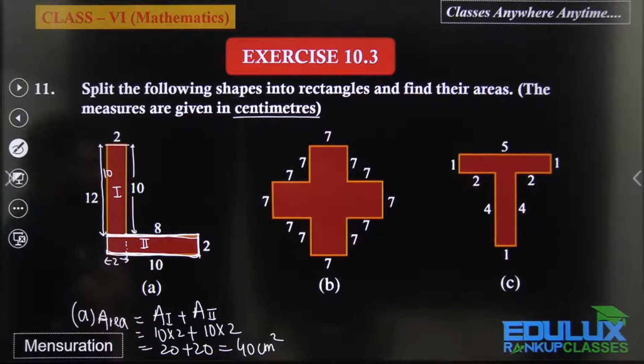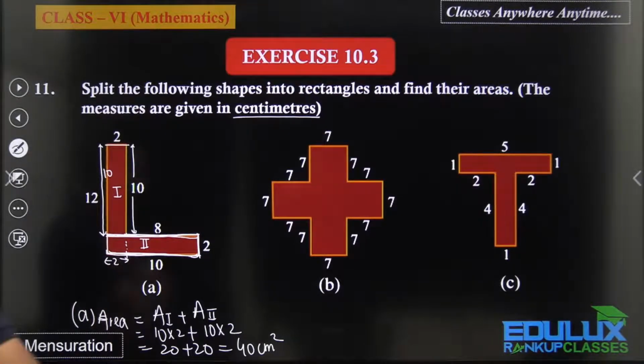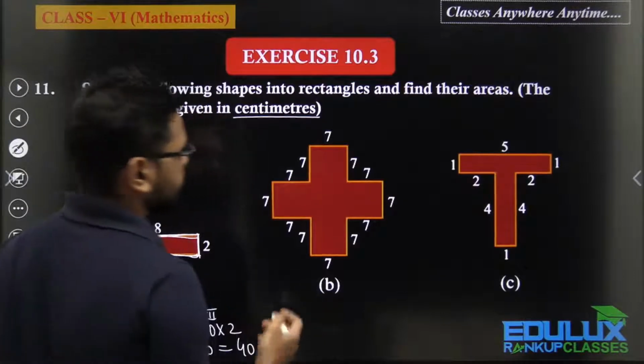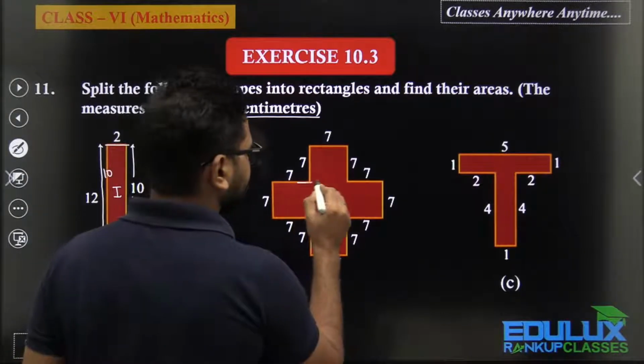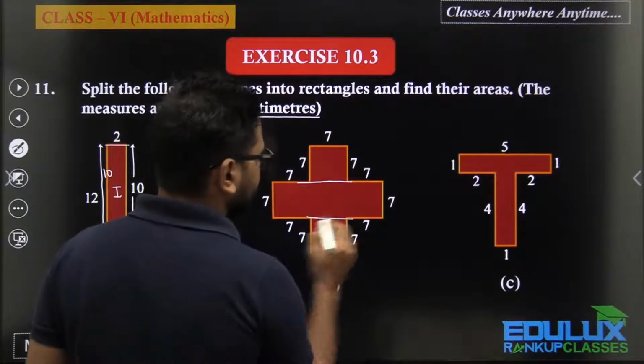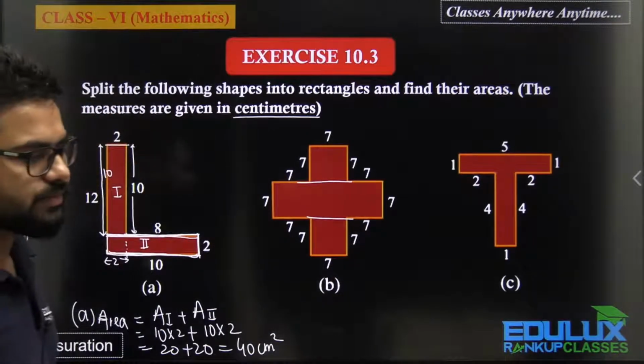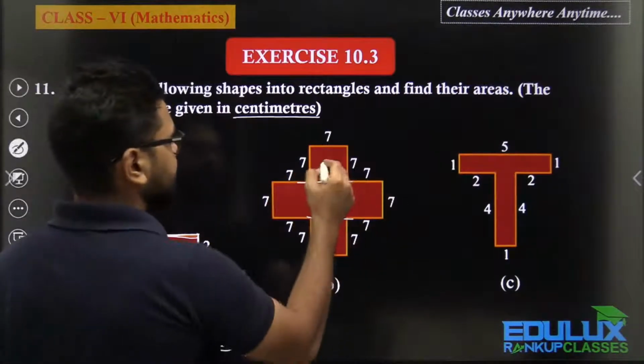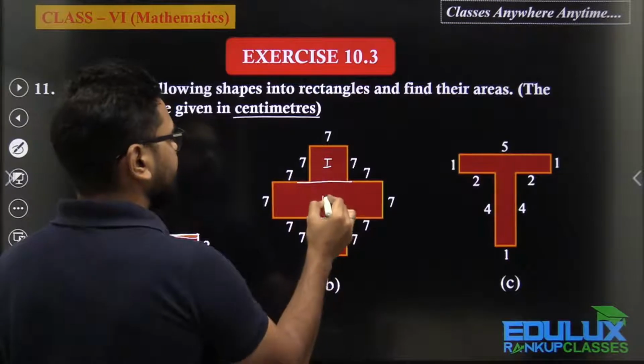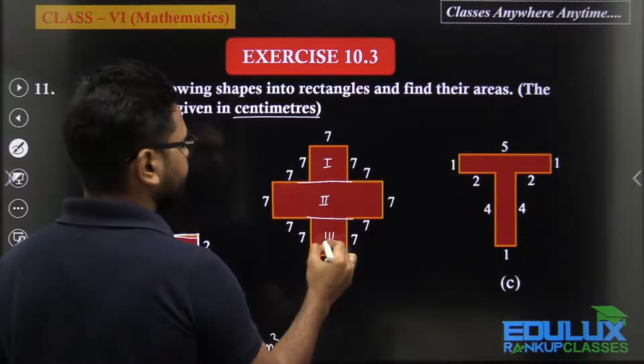Okay, you guys can check, and if I am wrong somewhere, then you can tell me. Okay, now it's time for the second one. You can see we can just divide this into three parts by drawing two lines like this. This is now rectangle number 1, rectangle number 2, and rectangle number 3.